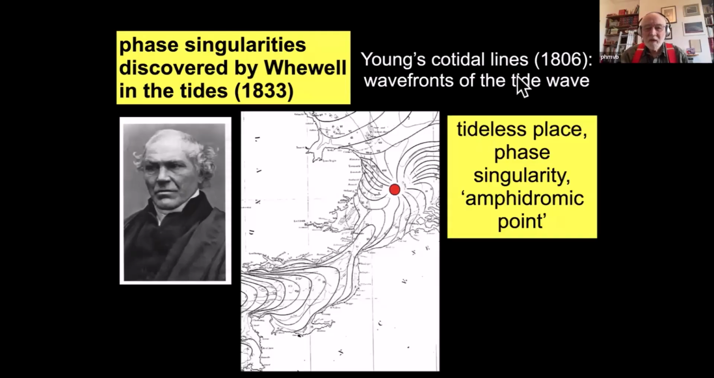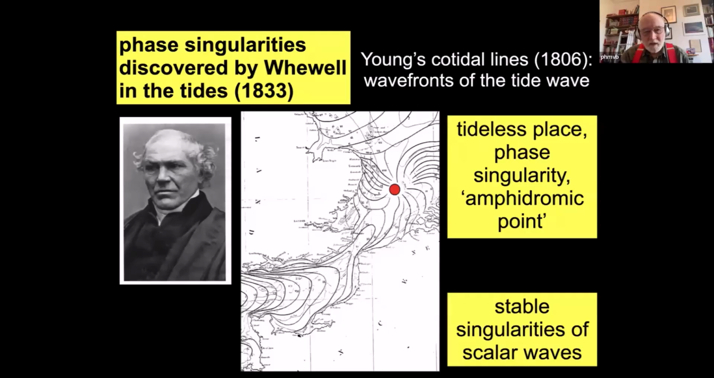These are the lines where at any given time the tide is high. And he found these tideless places. Here's one of them in what was then called the German Ocean. Here is England, and here is France and Belgium. They were called amphidromic points. And these phase singularities are the stable singularities of scalar wave optics.